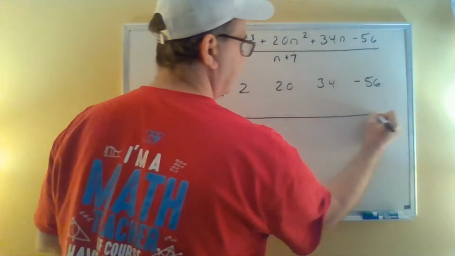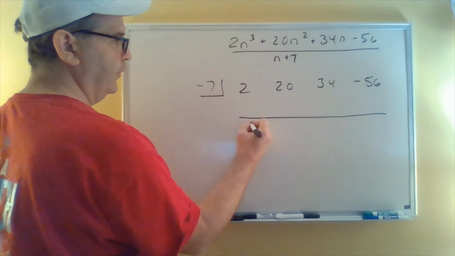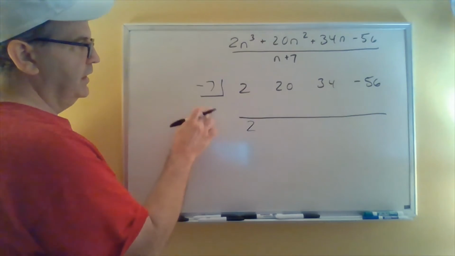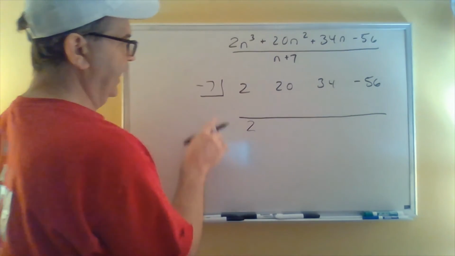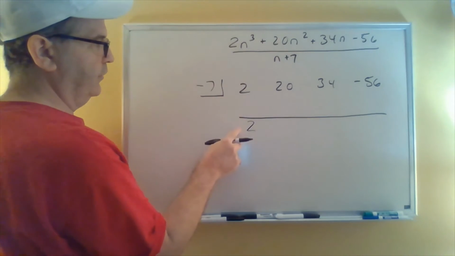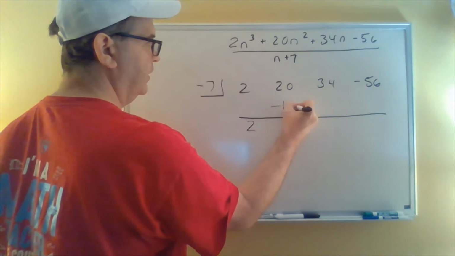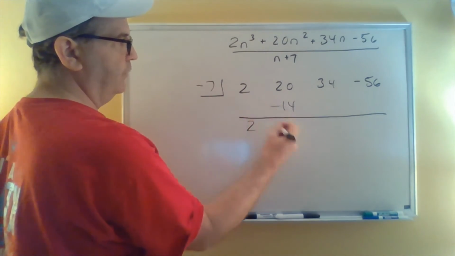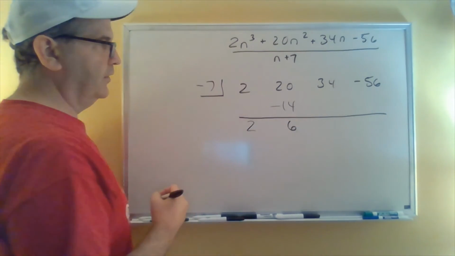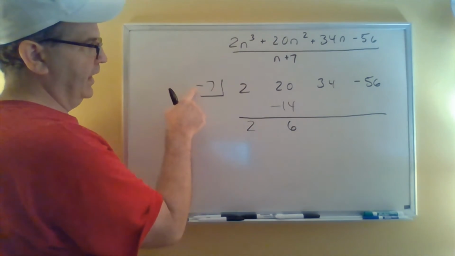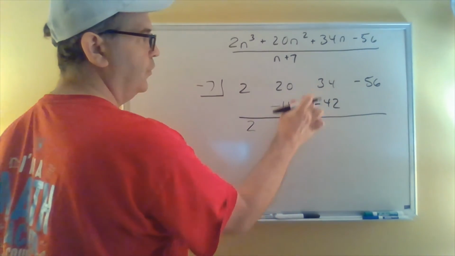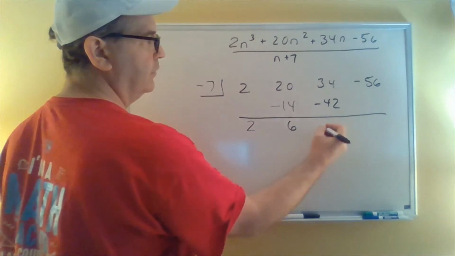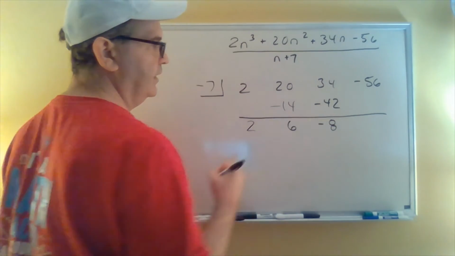In setting up synthetic division, we carry our first one down, just like that. And now we do multiplication, add, multiplication, add, multiplication, add. So first multiplication, -7 times 2 is -14. We add 20 and -14, that gives us a +6. Next we'll multiply, -7 times 6 gives us a -42. We're going to add 34 and -42, and you will get -8.